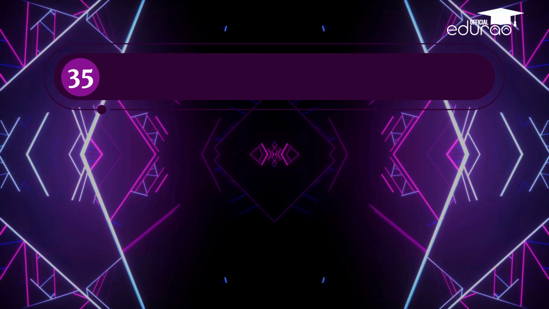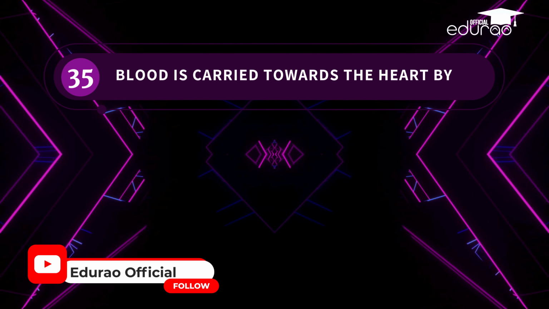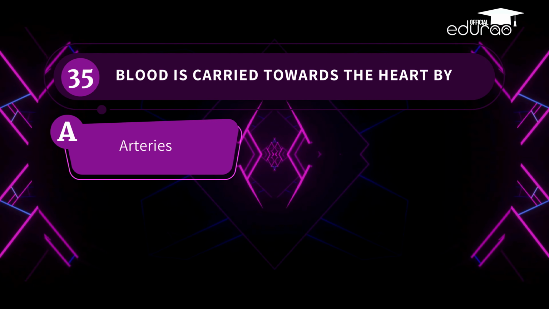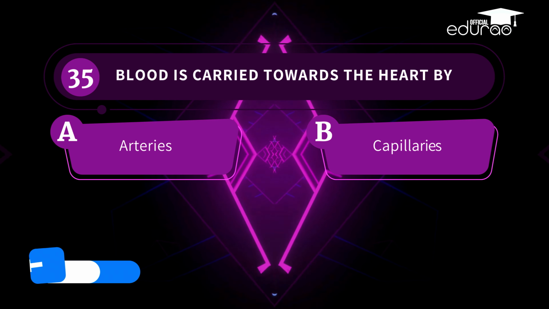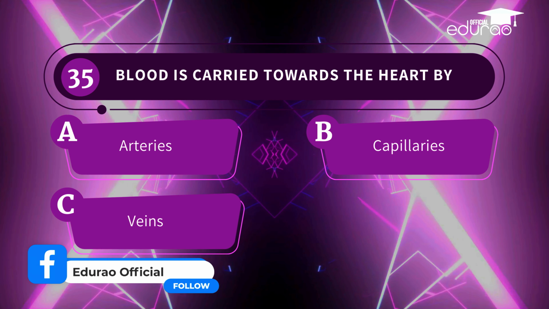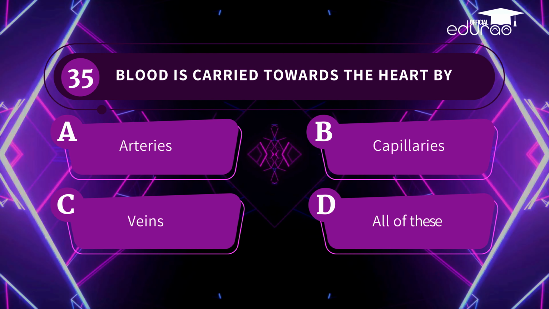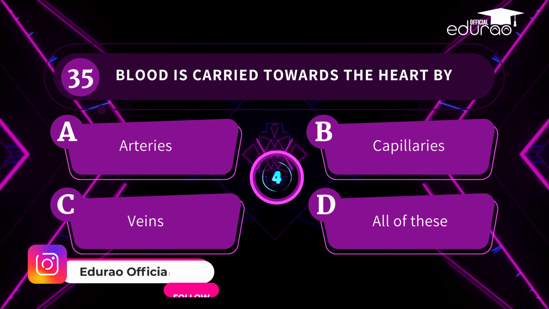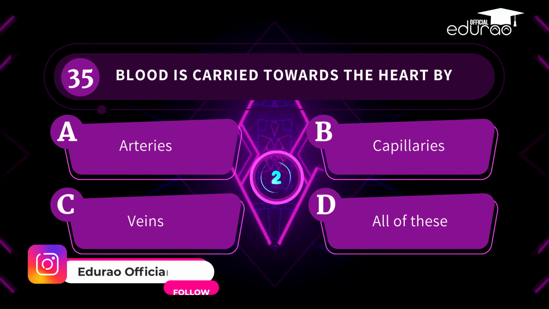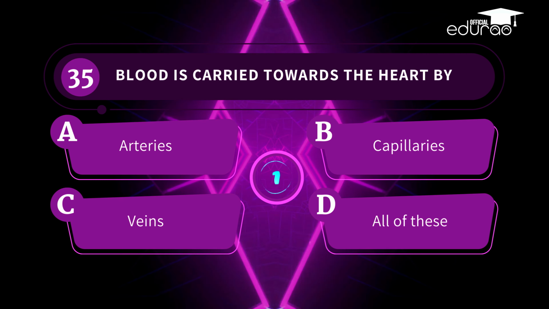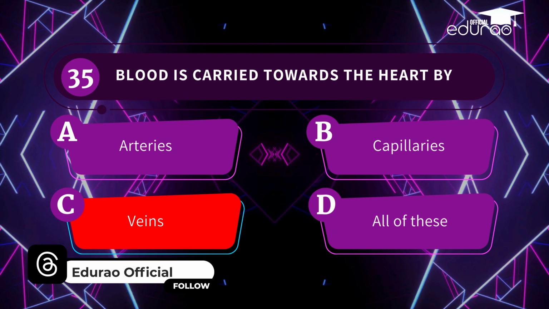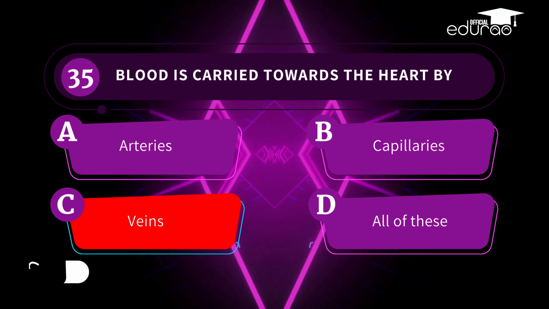Question 35. Blood is carried towards the heart by A. Arteries. B. Capillaries. C. Veins. D. All of them. You're right on all counts. The correct answer is veins.